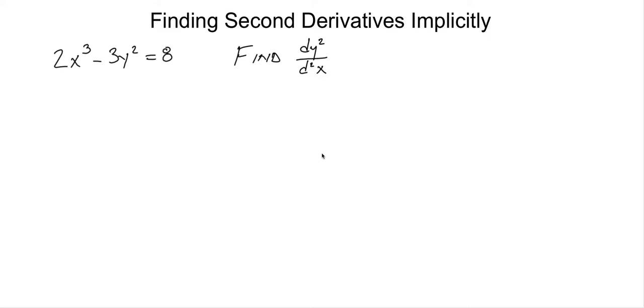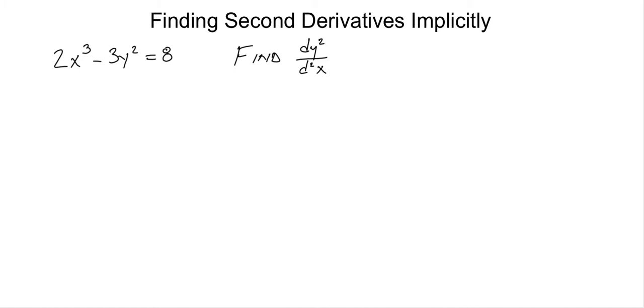Hey everyone, in this video I'm going to talk about how to find the second derivative implicitly. So in the previous video I showed you how to use implicit differentiation to take a derivative when something either wasn't a function or wasn't easily differentiable. So again, when we use implicit differentiation, we imagine that y is going to be some differentiable function of x.